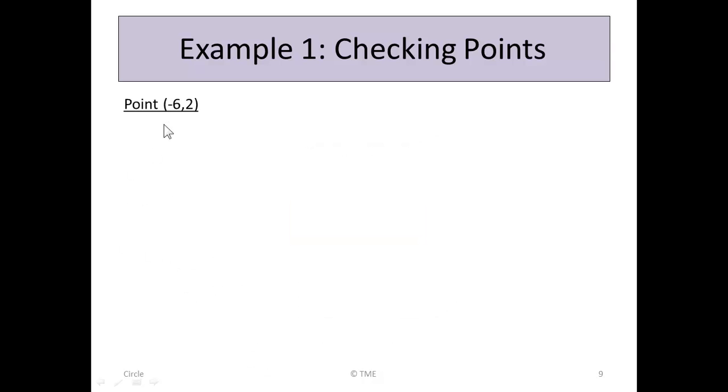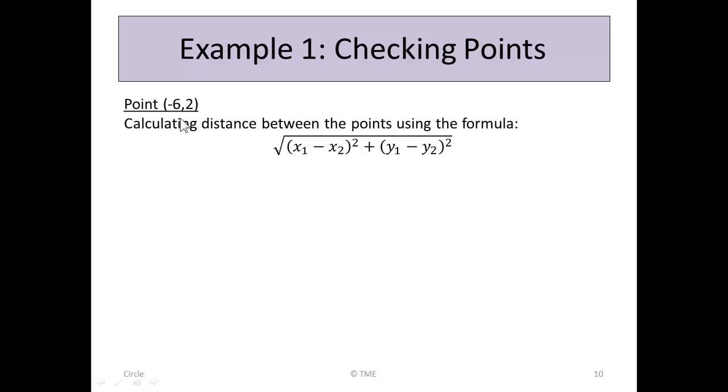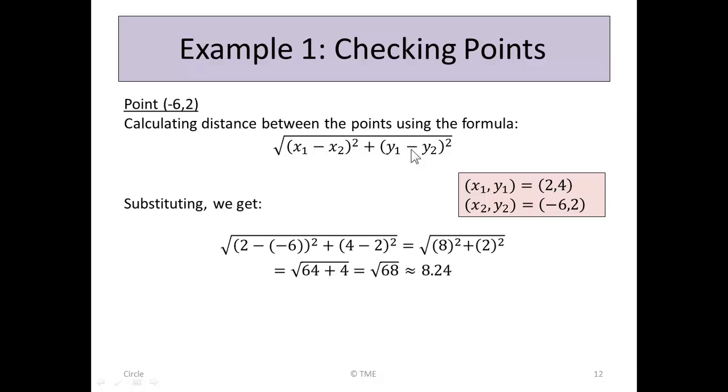We turn now to point (-6, 2). We're going to calculate the distance between the points using the formula. Same again from Pythagoras. But in this case, (x1, y1), the centre, is at (2, 4) as before, but (x2, y2), our point of interest, is (-6, 2). So we're going to substitute these different values for x2, y2 into the equation.